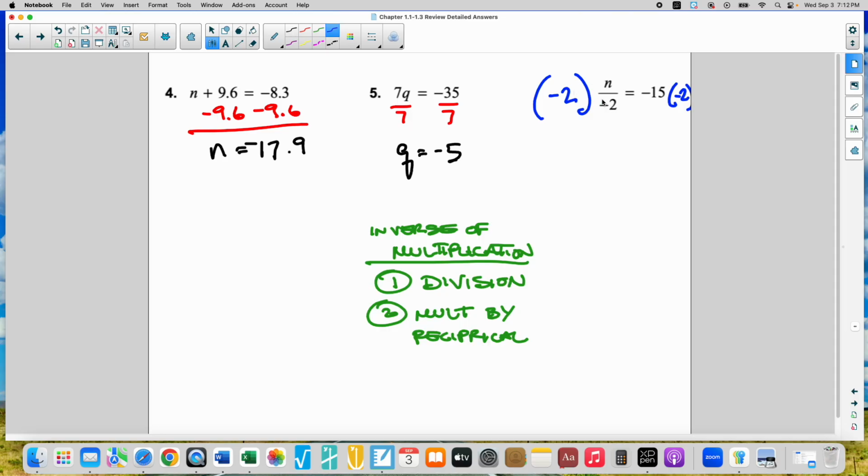So negative 2 in the numerator, negative 2 in the denominator, cancel to make 1. That leaves your n alone, negative 5. Negative 15 times negative 2. A negative times a negative is a positive. And 15 times 2 is 30.